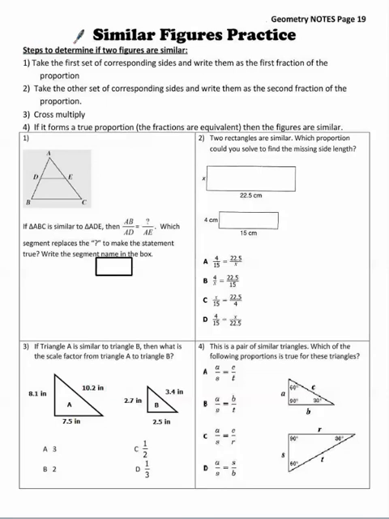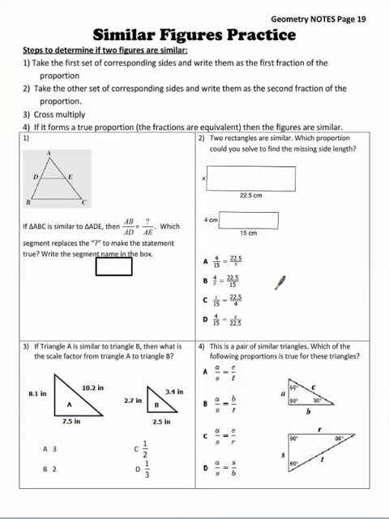Steps to determine if two figures are similar. First, take the first set of corresponding sides and write them as the first fraction of the proportion. Second, take the other set of corresponding sides and write them as the second fraction of the proportion. Cross multiply. If it forms a true proportion, or in other words, the fractions are equivalent, then the figures are similar.